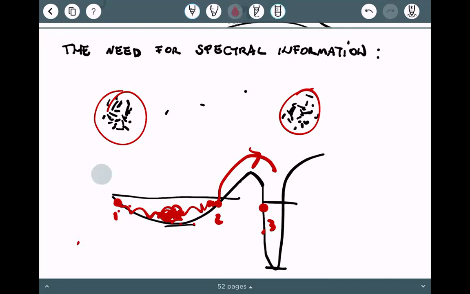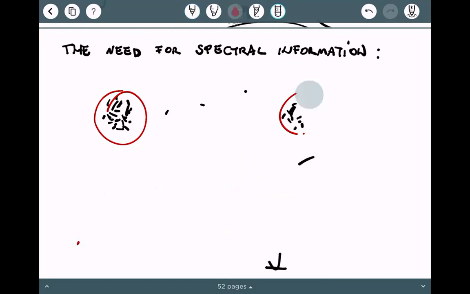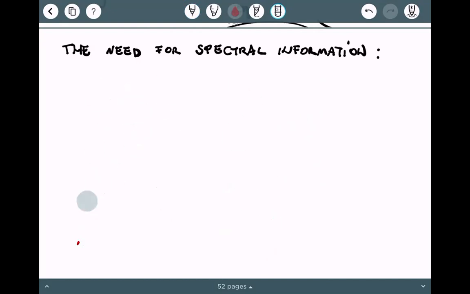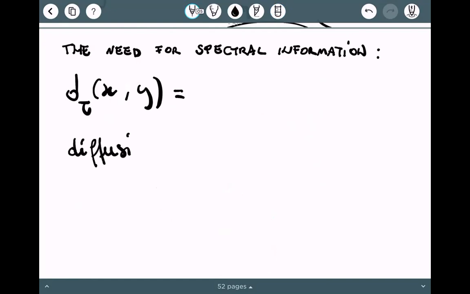So let's do this in mathematical terms. Let's translate this very intuitive idea in mathematics using the concepts of stochastic dynamics that we have described. So this brings me to the definition of a norm between two configurations, 2 points in configuration space. And we will call this the diffusion distance. Diffusion or diffusive or kinetic sometimes distance.